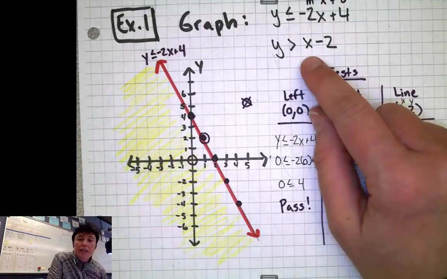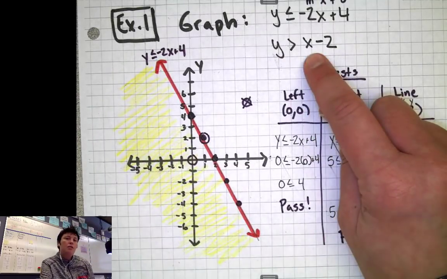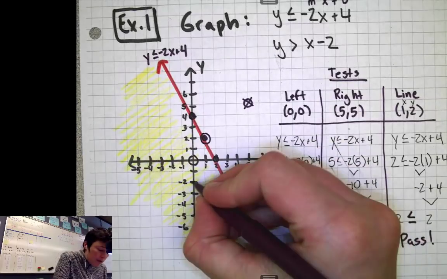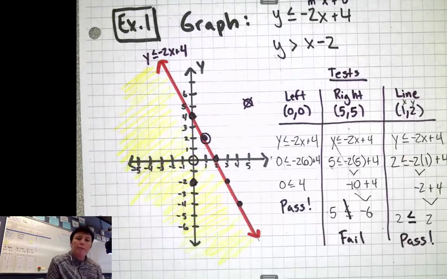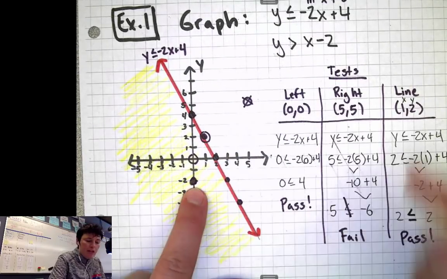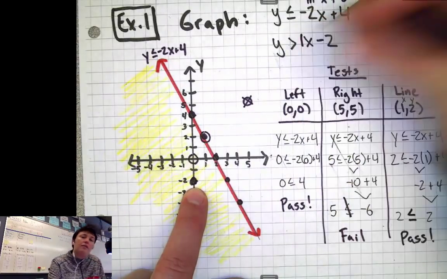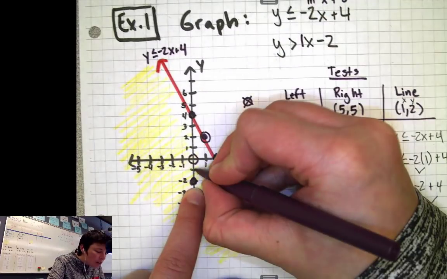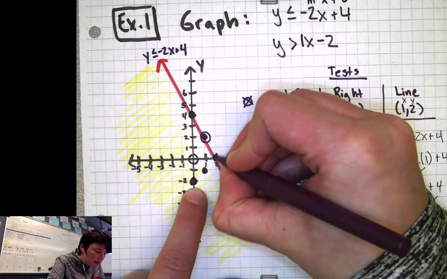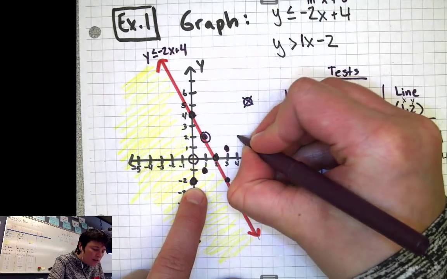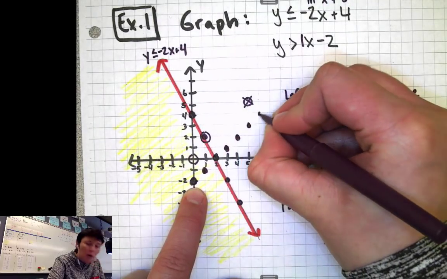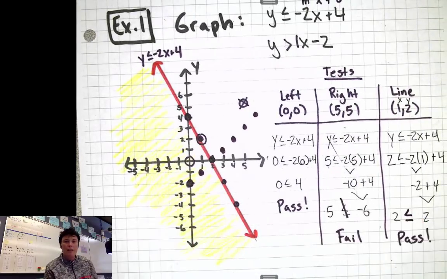Y is greater than x minus 2. X minus 2 means I'm starting at negative 2 for my y-intercept. And my slope for this line, it's like a 1x, so I have a slope of 1. So I'm going up 1 and over 1, up 1 and over 1, and repeating this quite a bit to make my line.